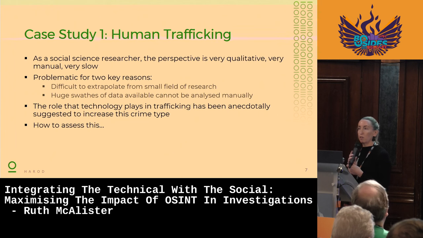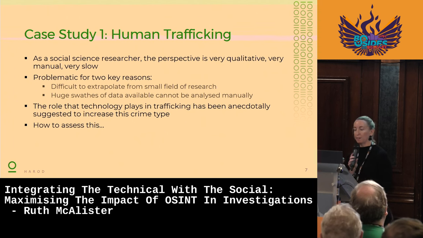It's difficult to extrapolate qualitative data and apply that across the board. It's very, very difficult to draw from a very small sample. Huge swathes of data, like I said, cannot be analysed manually. So what I was interested in is how technology has impacted on trafficking itself. So how has that impacted particularly on recruitment, exploitation, and how do I go about assessing this?